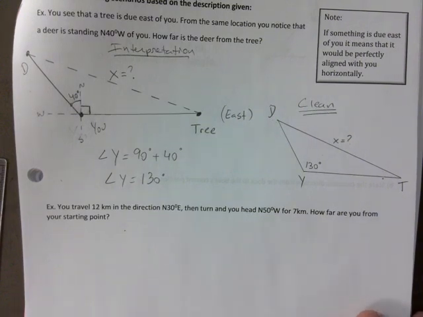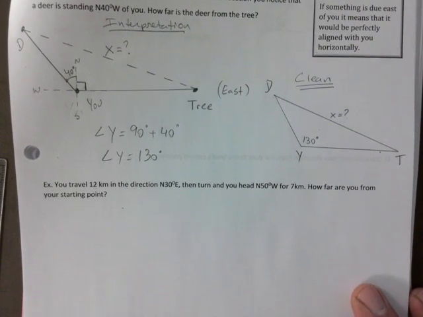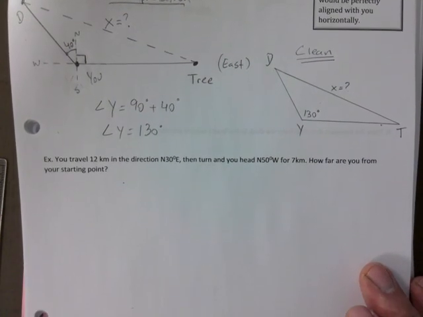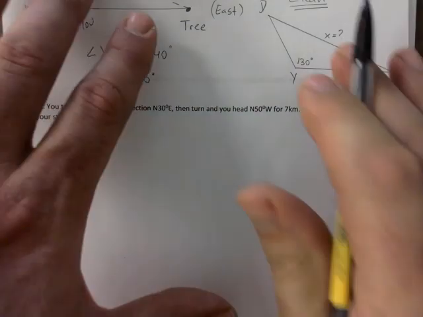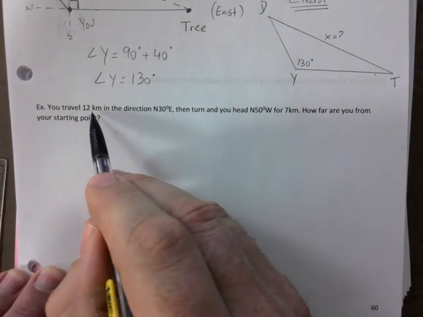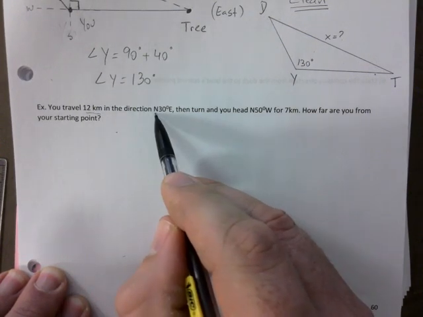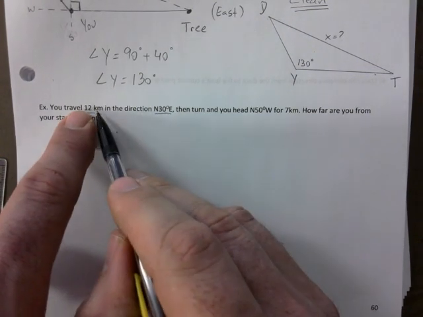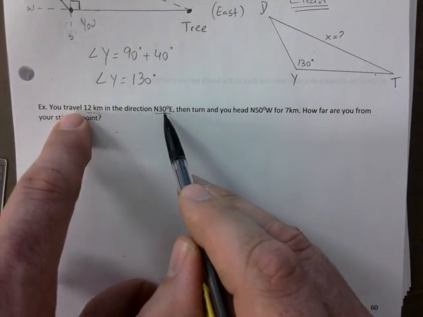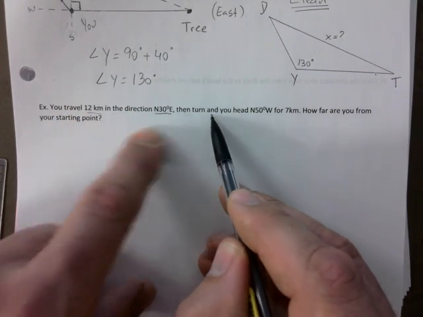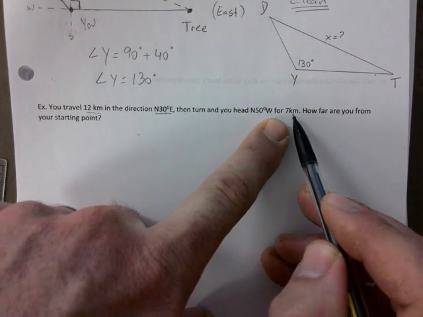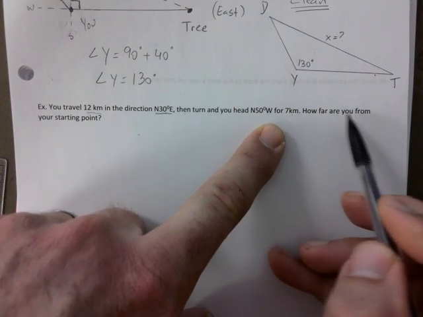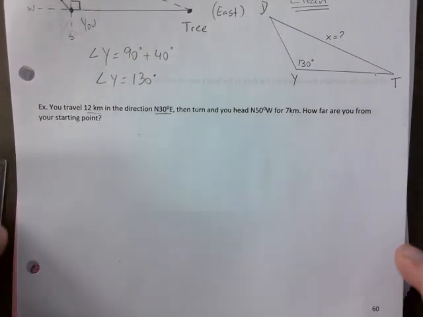Let's do another one. I used to go right into solving, not a good idea. Okay, so if you ever teach this unit, just get your students to first draw these things out. Okay, so this is the first one, no solving. You travel 12 kilometers in the direction north 30 degrees east. So there's now distance and direction combined. Then you turn, right? You turn and you head north 50 degrees west for 7 kilometers. How far are you from your starting point?